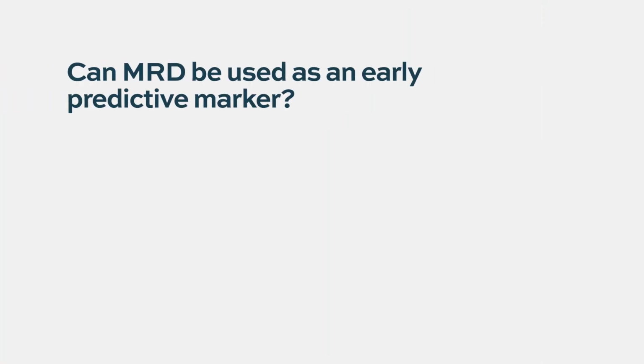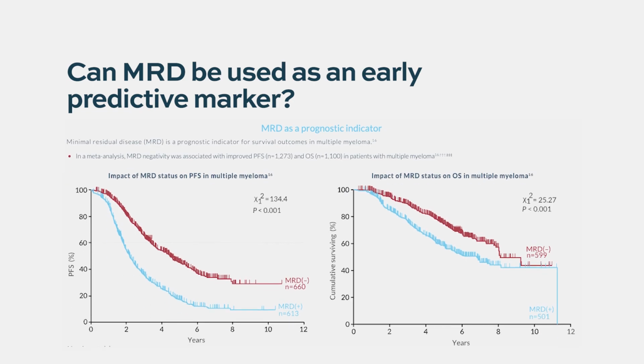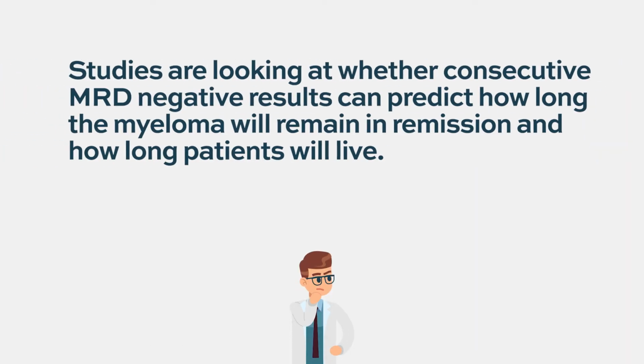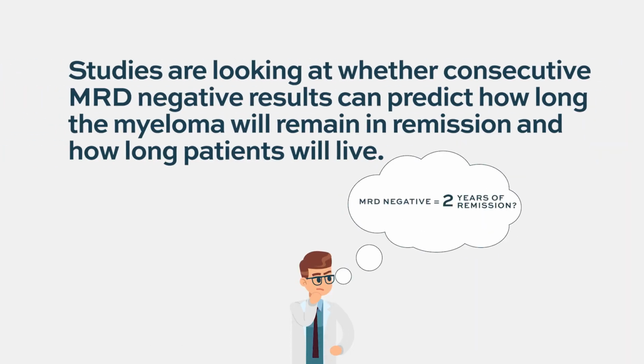Now, fortunately, our therapies are so effective that progression-free survival is very long. And so, in order to help our therapy development, we're trying to look at earlier markers. One of the earlier markers that we could possibly use is something like MRD. We think that the more patients on a certain treatment go to MRD negative, that is, we can't detect myeloma by our most sensitive measures, that will predict improvement in how long the myeloma stays in remission and subsequently predict how long patients will live.